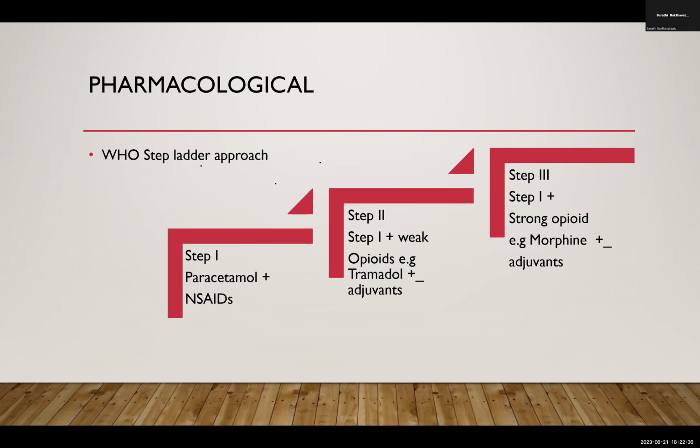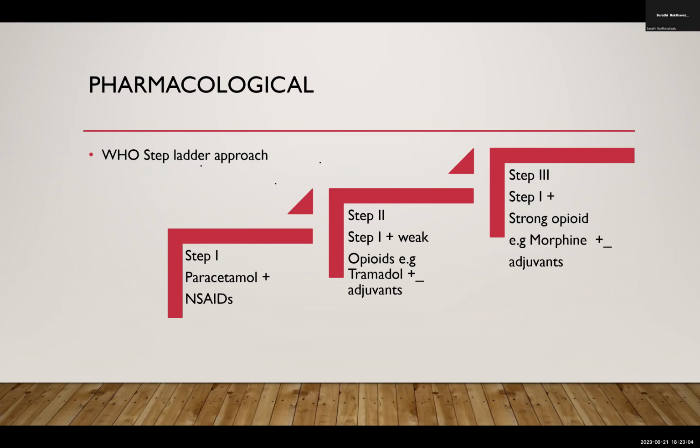And in step 3, where the patient has got severe pain, there you need to use a strong opioid along with step 1 drug. The commonly used strong opioids are morphine and fentanyl. Fentanyl is also commonly available, but it is very expensive. So we use morphine most of the time, in different forms. It's available as tablet, injection, and also liquid.